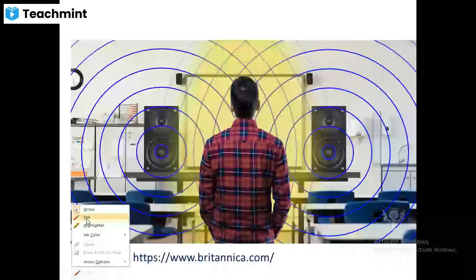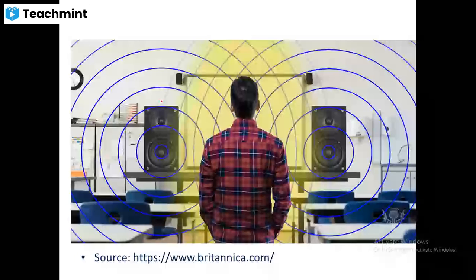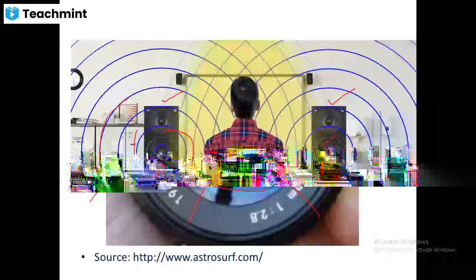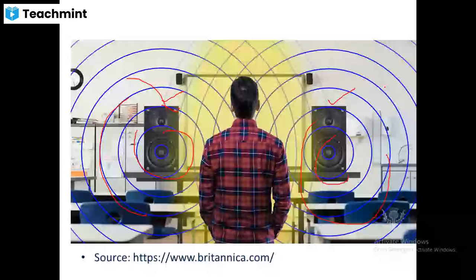What we have here is one speaker which is producing a sound. From this speaker, these are the waves coming here, and from the other speaker, the waves coming here. The waves from both speakers combine together at a point in between. In other words, these sound waves undergo interference. When they do, we get a loud or a huge sound from these speakers.